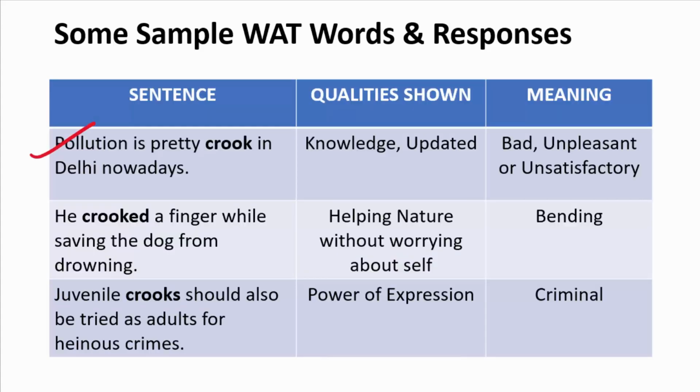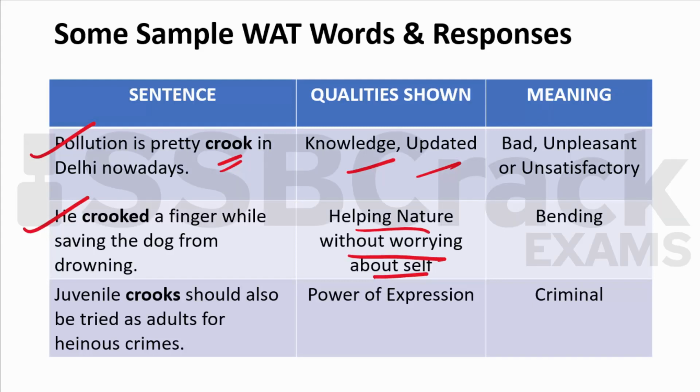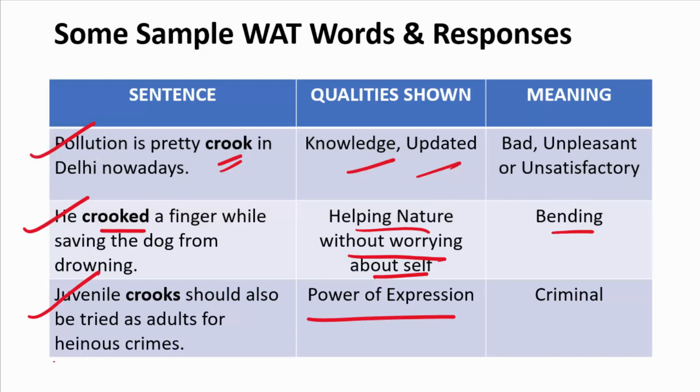Pollution is pretty crook in Delhi nowadays, showing your qualities of knowledge and being updated. And by the word crook in this sentence, it means bad, unpleasant or unsatisfactory situation. You can also write, he crooked a finger while saving the dog from drowning, showing your helping nature without worrying about your selflessness. The meaning of crooked is bending. Juvenile crooks should also be tried as adults for heinous crimes, showing the qualities of power of expression, one of the OLQs as you know, and the meaning of crooks in this sentence is criminal.